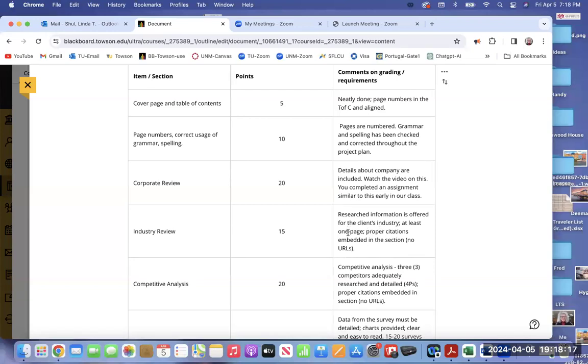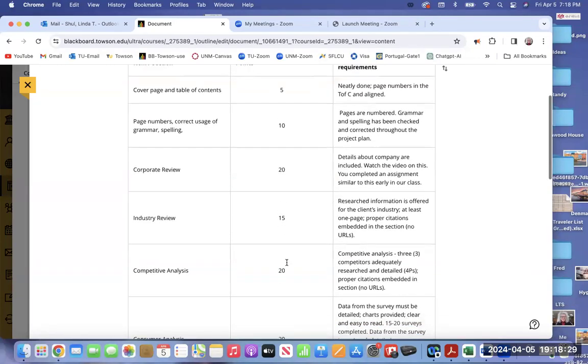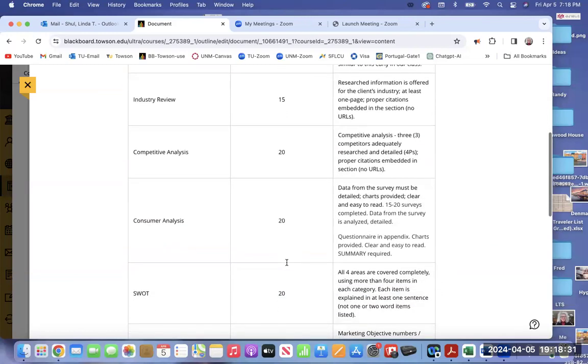So go in and get the industry review on your businesses. If it's a restaurant, it's the restaurant industry. If it's a bakery, it's the bakery industry. So there's an industry for every single business, and you have to research it and put it there and use proper citations at the end of that section. No URLs. I'm going to take points off if you give me URLs, okay?